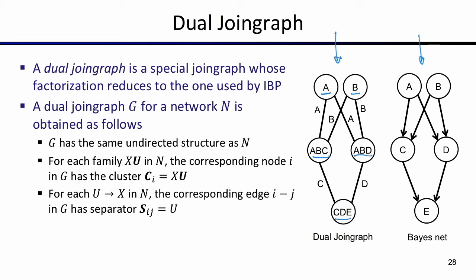And the separators are over single variables, right? Exactly as we had before. And the separators are the parents of the edges. So here we have an edge between A and C. The parent is A, so here it's going to be A. Here we have B as a parent, A again and B again. And here we have C and D, so the separators are C and D. Right? So very similar to what we described before, but now in the form of a join graph.